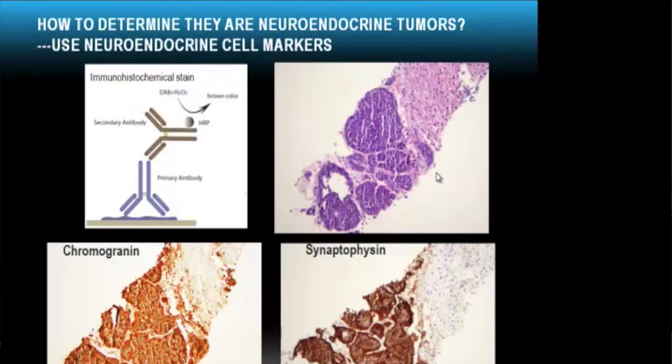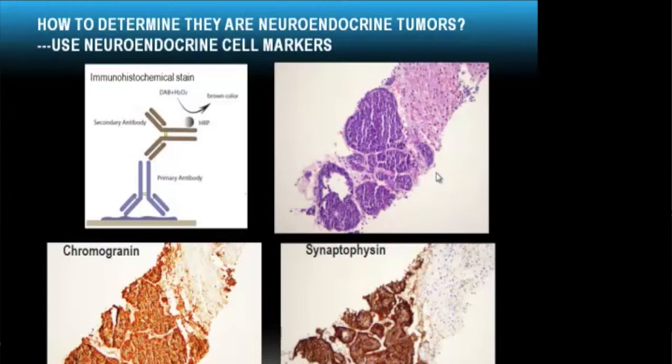So what are immunohistochemical stains? I just show you a figure here, to show you how the immunohistochemical stain is done. For example, this is a molecule on a cell surface. And in the reaction, you add an antibody called a primary antibody, which can recognize that molecule on the cell surface and then bind to the cell surface. And then after this reaction, you add another antibody called a secondary antibody.